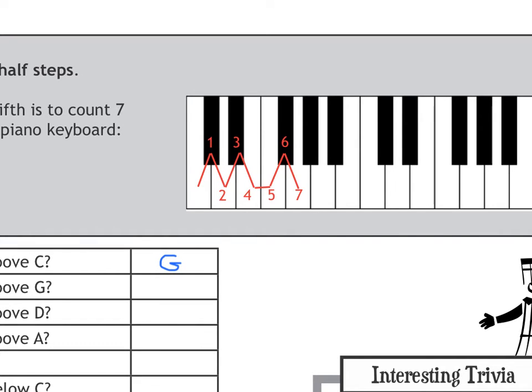Now you might be asking yourself, I just did perfect fifths on the previous page. I count up the 5 steps. I just did them. What's with this 7 half steps? Not every fifth is a perfect fifth.